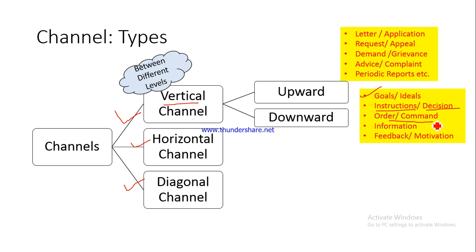So the boss will give a command to the subordinate. The teacher will give a command to the student. The student cannot order the teacher. So that is why these are examples of downward communication.